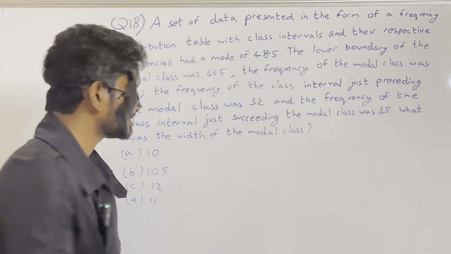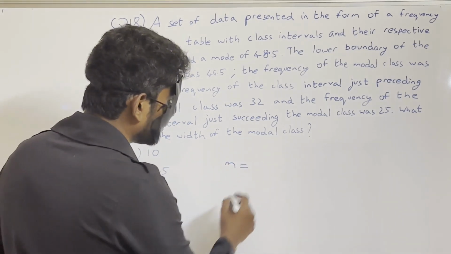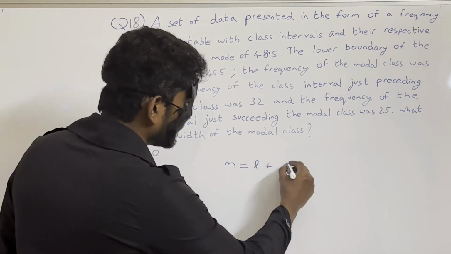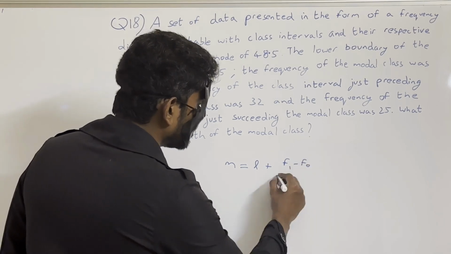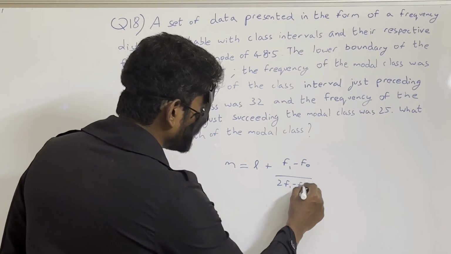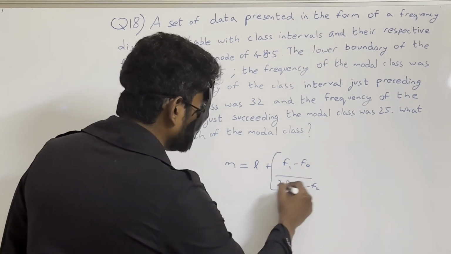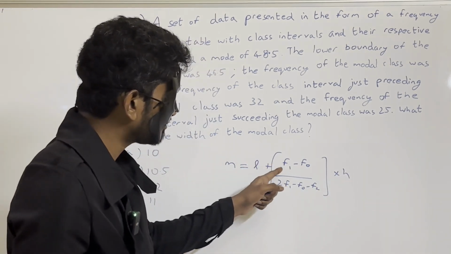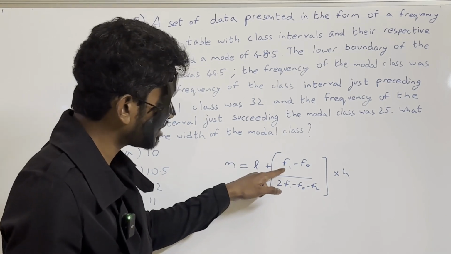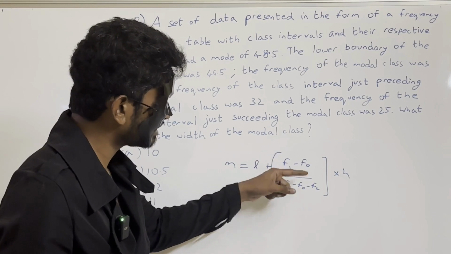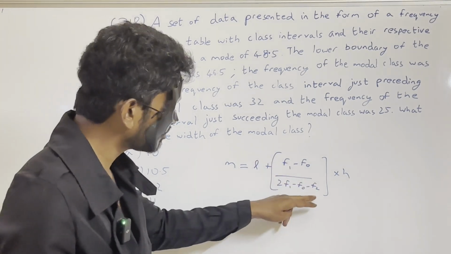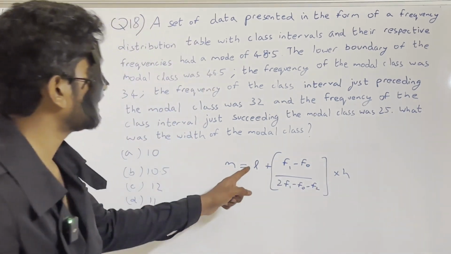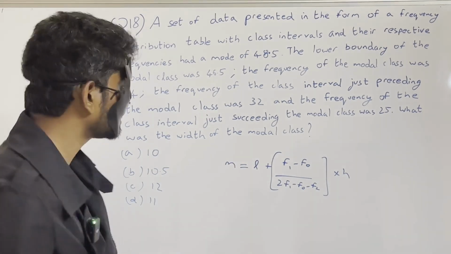So this is a formula based question. We know that mode is equal to the lower boundary of the modal class plus (f1 minus f0) by (twice f1 minus f0 minus f2), the whole into h. Here f1 is nothing but the frequency of the modal class, f0 is the frequency of the preceding class, f2 is the frequency of the succeeding class, and h is nothing but the width, and L I already told you is the lower boundary of the modal class. Now just substitute.